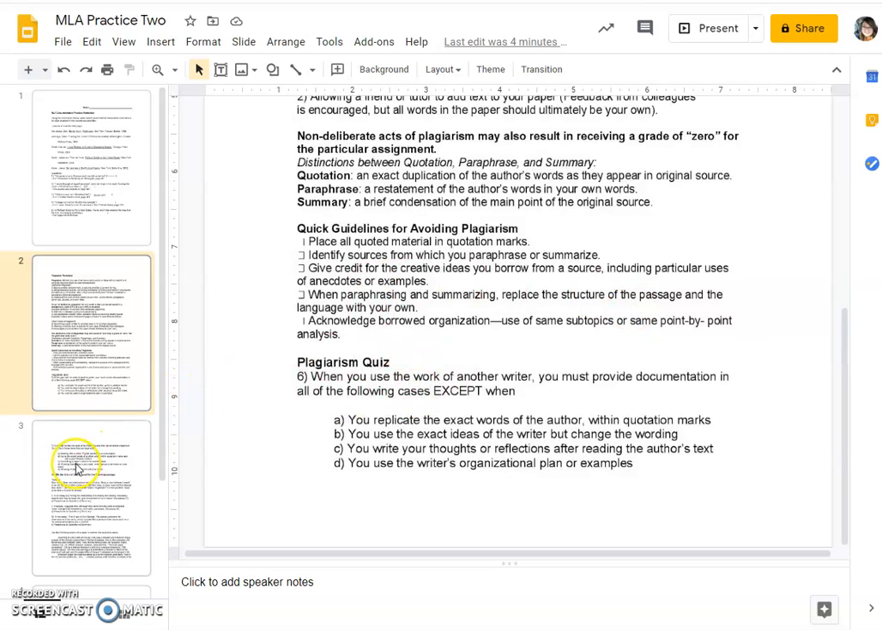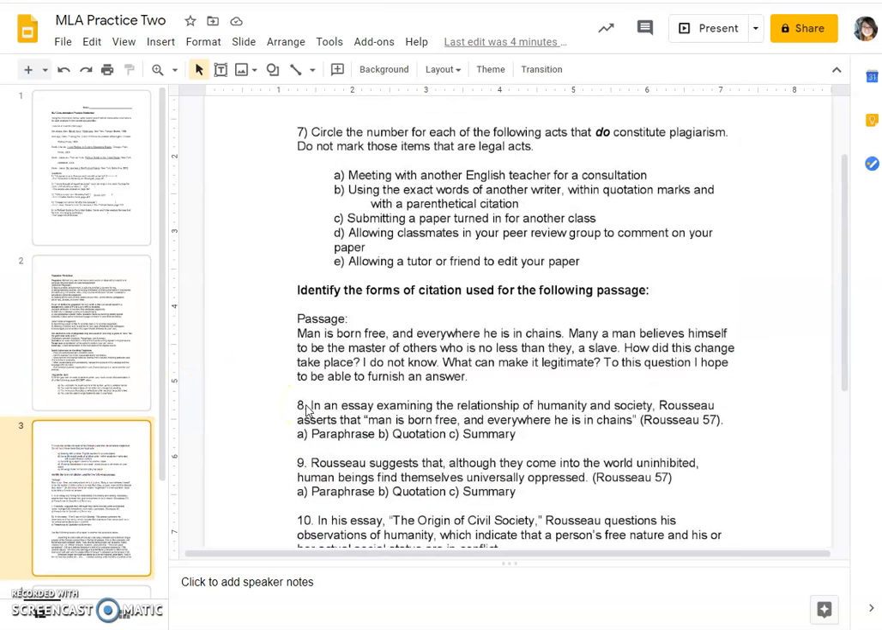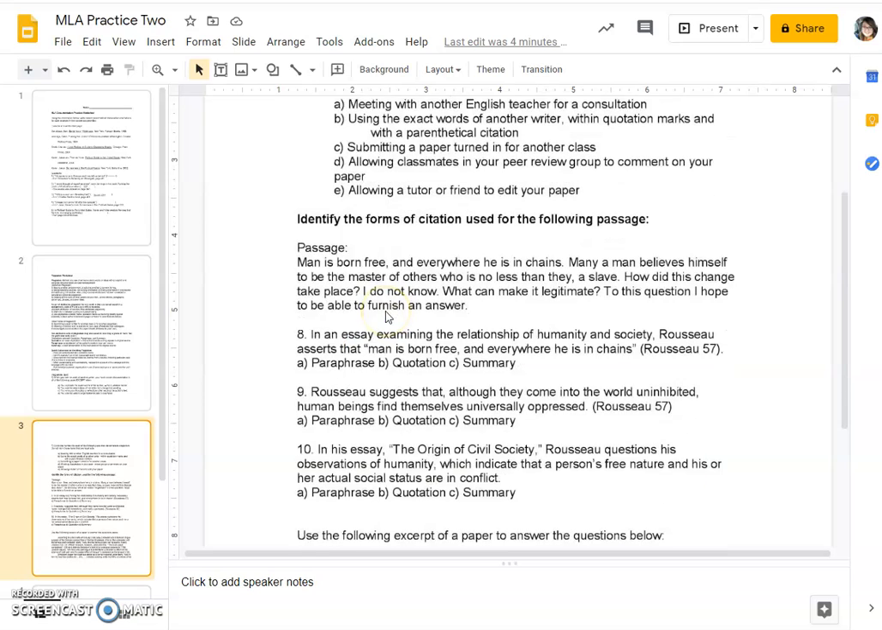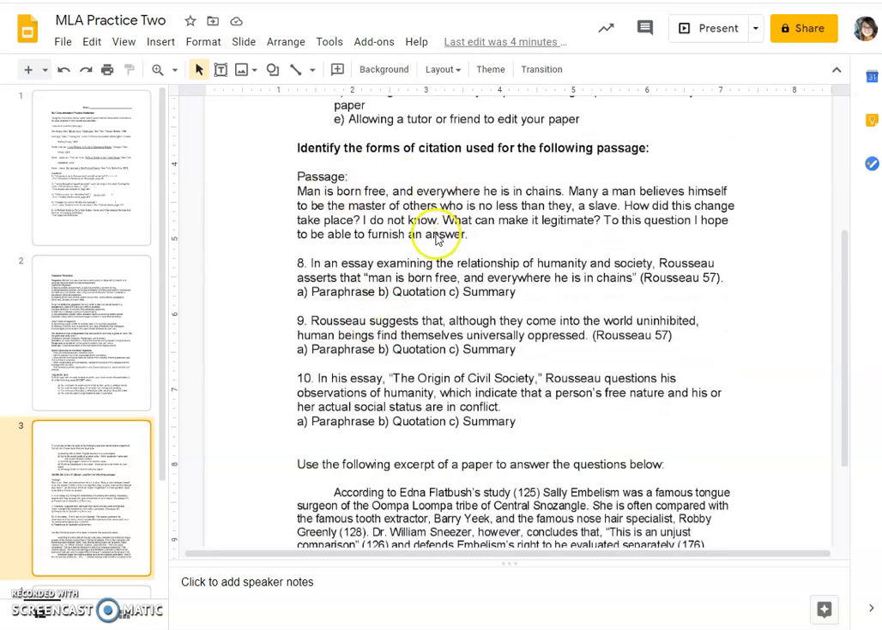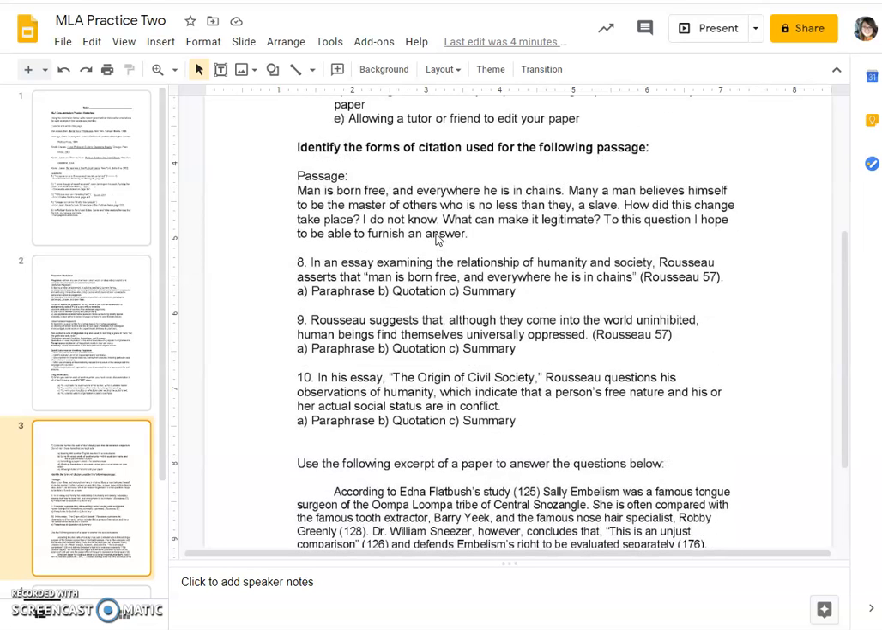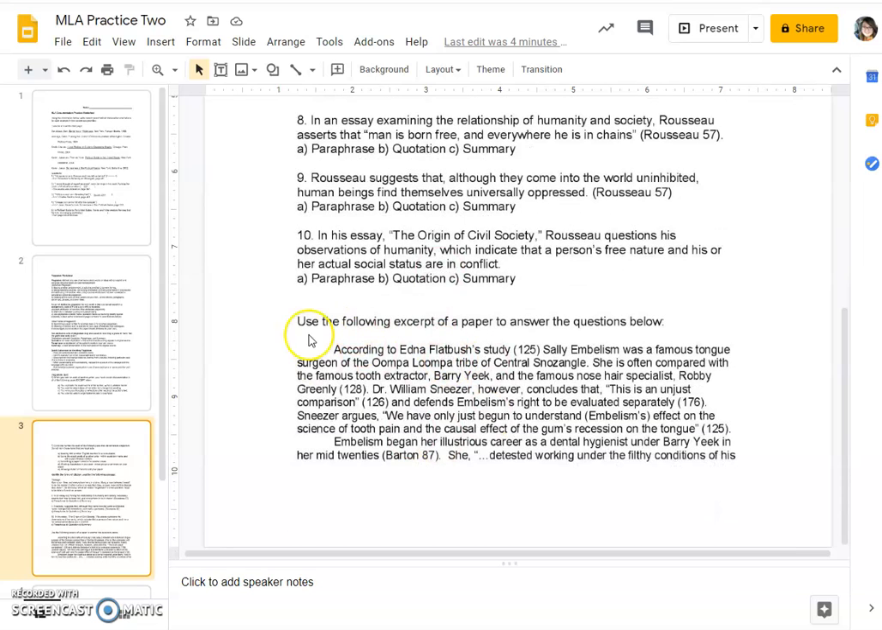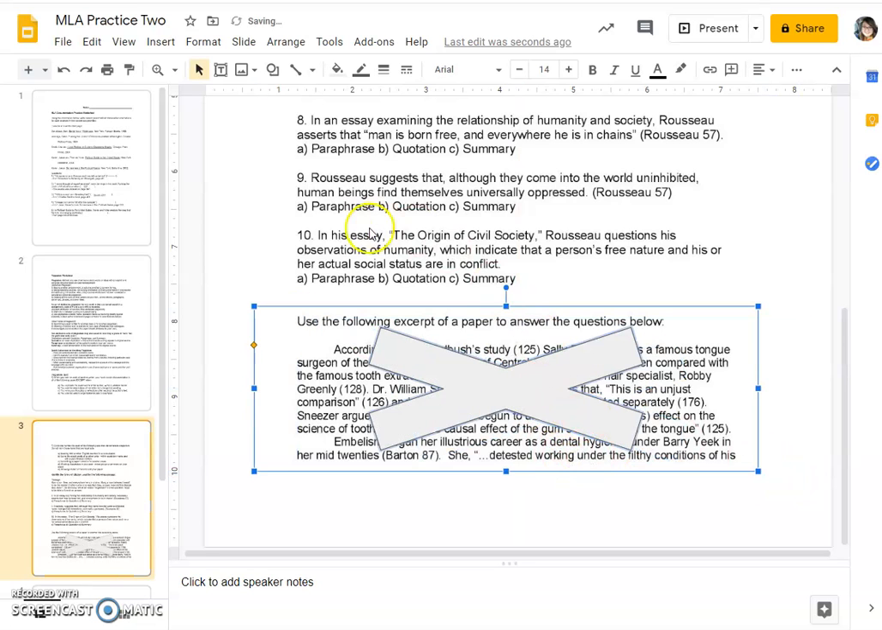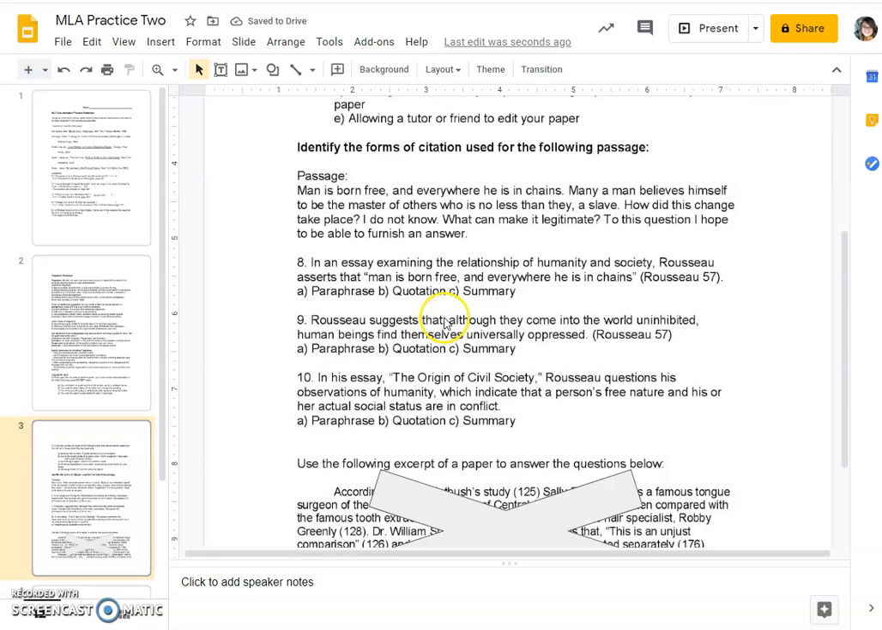So you're going to do the plagiarism quiz, so questions 6 and 7. Alright, so here we are going to do 8, 9, and 10. And then we're going to ignore this part here. We don't need that. Alright, so we're just going to do 8, 9, and 10.